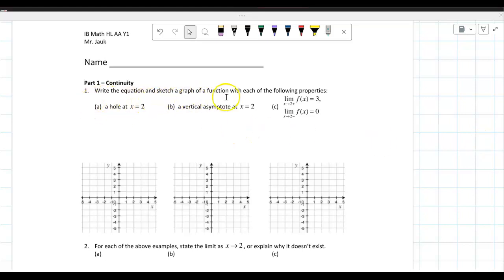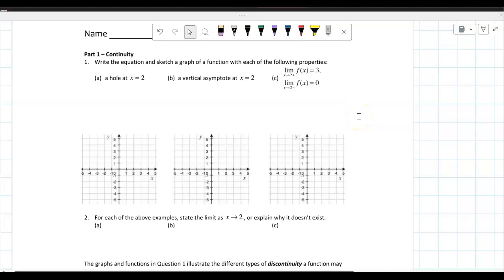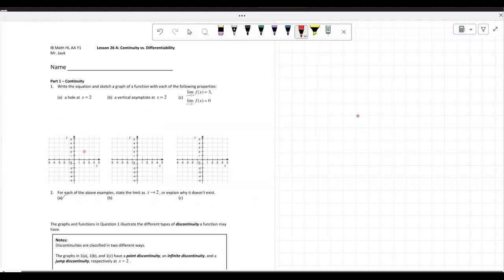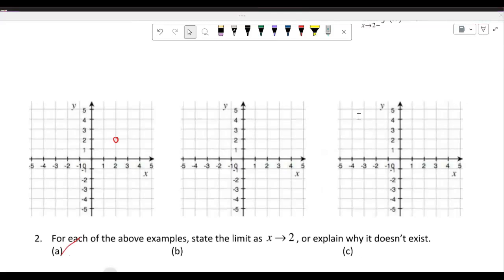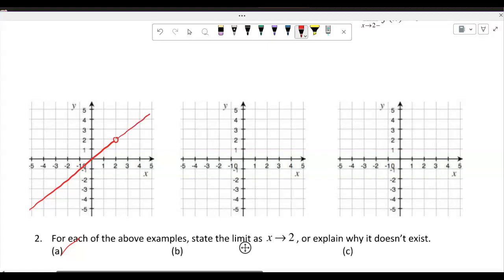Write the equation and sketch the function with each of the following properties. A hole at x is equal to 2. Draw any graph. Okay, so I can draw a line like this, and I want to have a hole. So basically, listen, I'll tell you. If there's a hole at x is equal to 2, now what is the equation of this line?